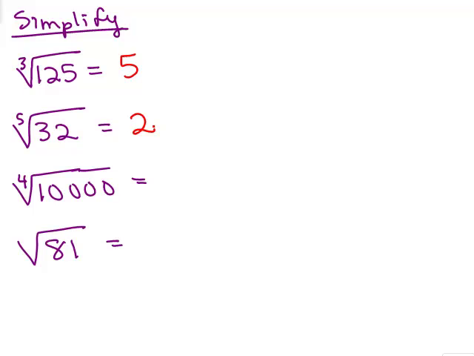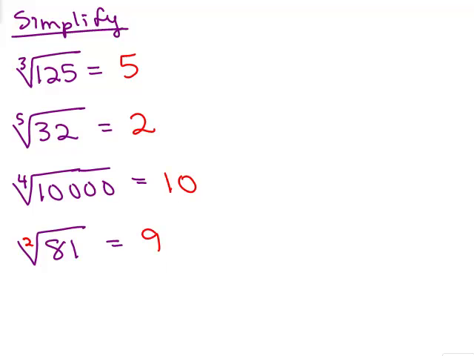This is a little bit tricky one. 4th root of 10,000. Well, the key in here is all those zeros. It's probably 10 to some power. And in fact, this is 10 to the 4th. So the fourth root of 10 to the fourth would be 10. Square root of 81. Notice I don't put the 2 in there because we don't usually do it for square root, but you can if you'd like. That would say, what squared is 81? And the answer would be 9.